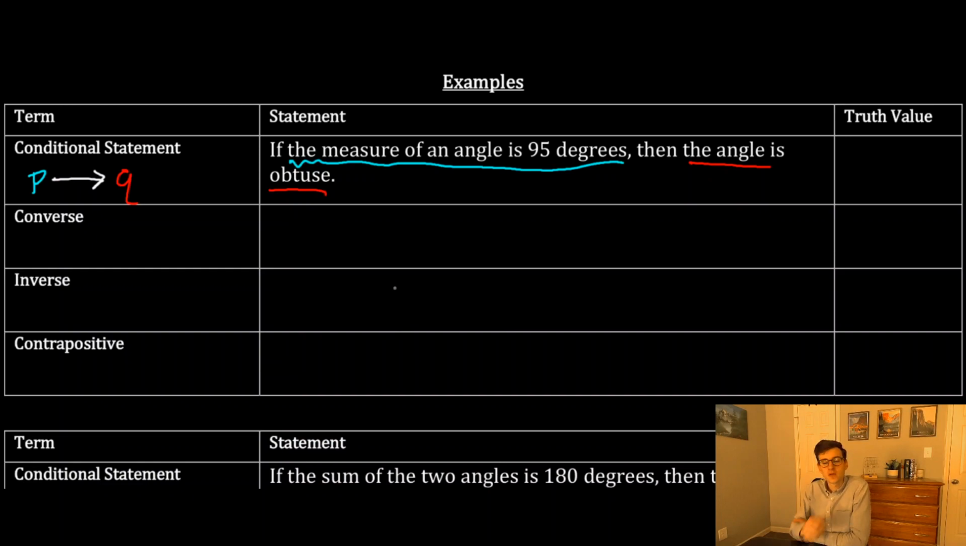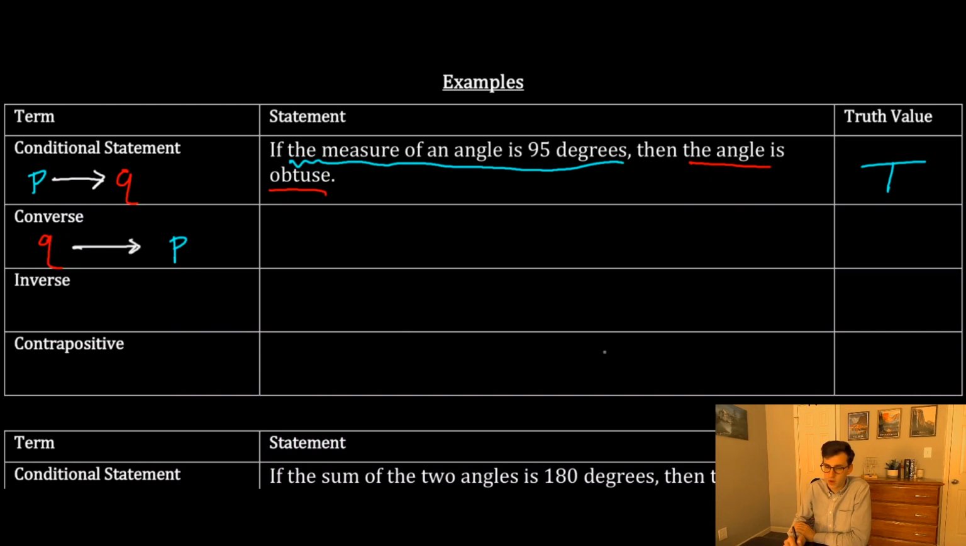Okay, so that is our original statement, and it is true, right? We can see pretty clearly that that is true because, well, obtuse angles, think about it, are any angle larger than 90 degrees. 95 degrees is larger than 90 degrees, so that's definitely true. Okay, so let's take the converse, and remember the converse is when we flip the conclusion and the hypothesis. So if Q, then P.